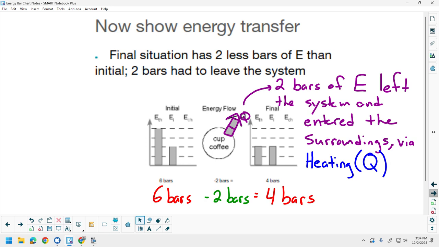Heating is the transfer of energy by collision of particles. So you had the hot coffee particles, the hot coffee cup. Those particles were vibrating very quickly, moving quickly, hitting the cooler surrounding air, transferring energy to it. The air particles heat up, the coffee particles slow down, hence the changes that we see there. So this is the complete energy bar diagram for that cup of coffee cooling down.